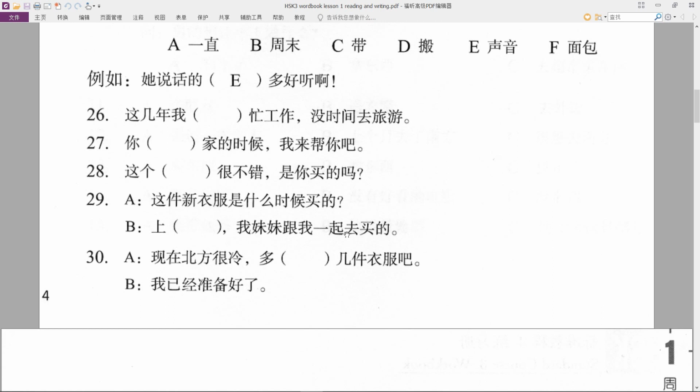我妹妹跟我一起去买的, my younger sister with me together went to buy. The kind of like to answer this 是的, to emphasize, yeah, we went to buy it.